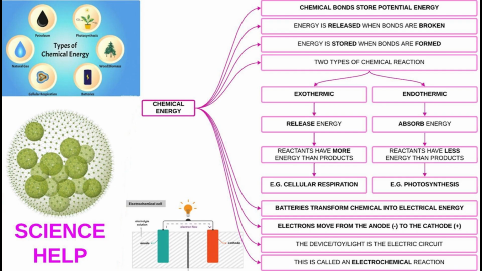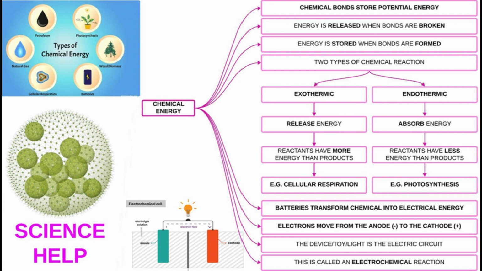Next is chemical energy. Chemical energy is the energy stored within chemical bonds. Energy is released when bonds are broken, and energy is stored when bonds are formed. And there are two types of chemical reaction: exothermic, which releases energy, and endothermic, that absorbs energy. In an exothermic reaction, the reactants have more energy than the products. An example of this is cellular respiration. And in endothermic, the reactants have less energy than the products. An example of this is photosynthesis.